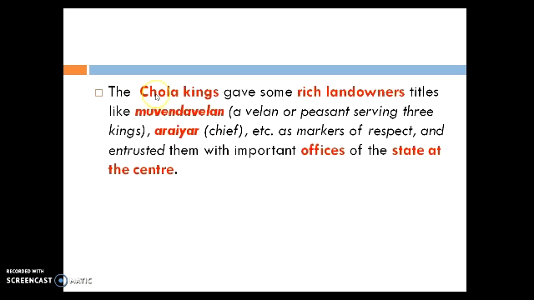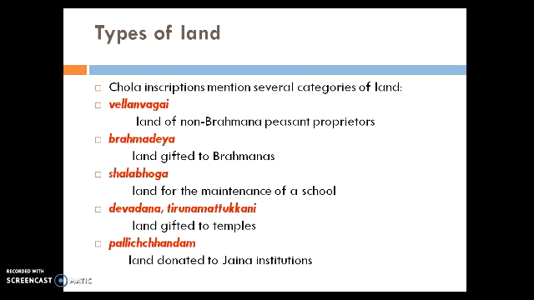And also the Chola kings gave some new titles to rich landowners, that is Muvendavelan and Arayar. So these are the titles given by the Chola king to the rich landowners.